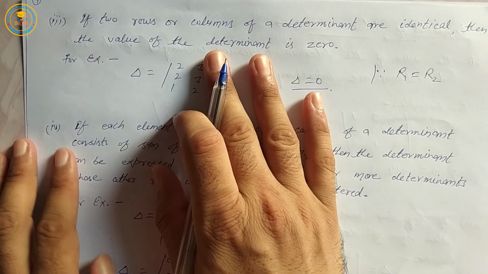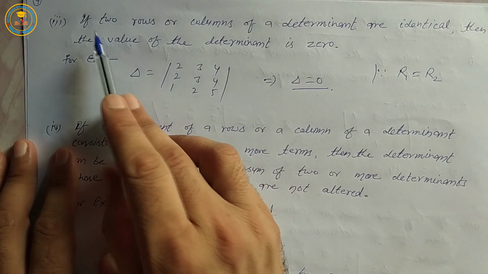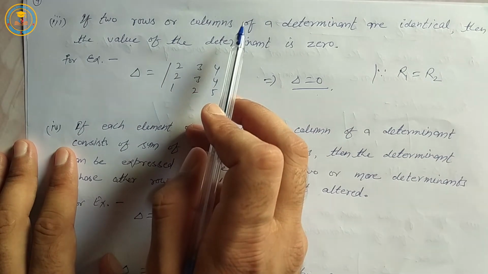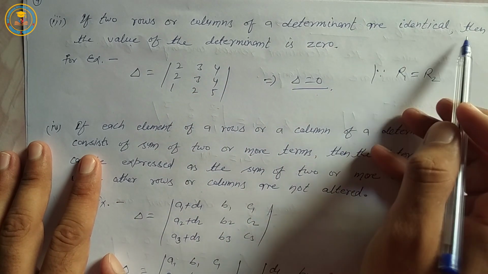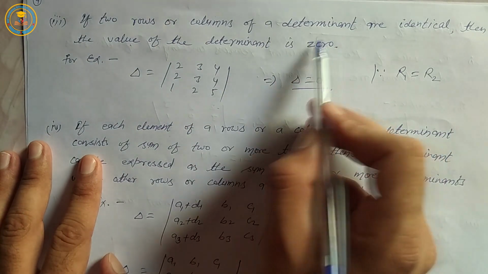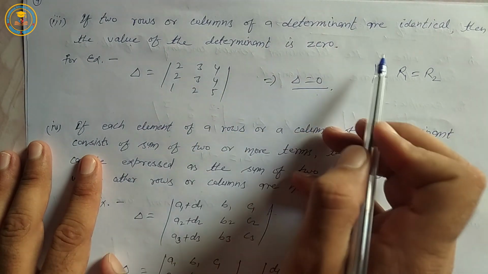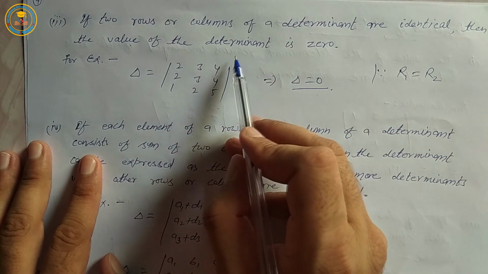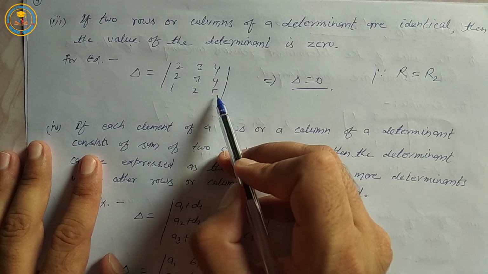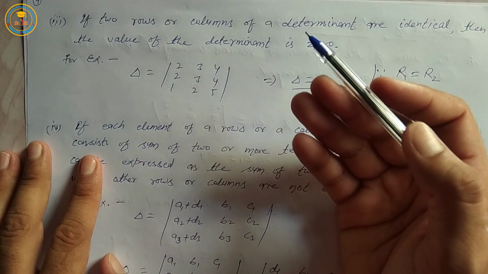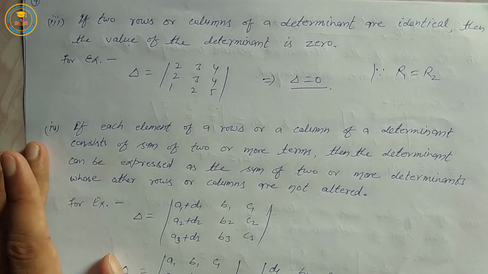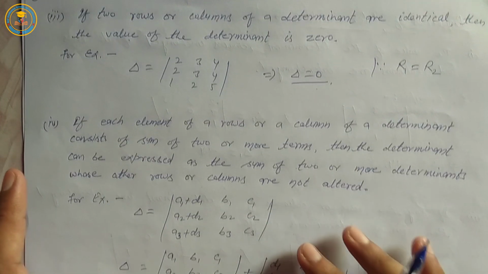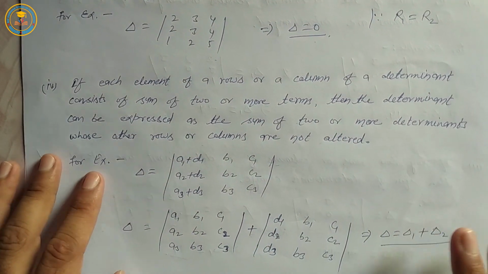Property third is true. It means if two rows or two columns of a determinant are identical, then the value of the determinant is 0. It means R1 equal to R2, C1 equal to C2, C2 equal to C3, R1 equal to R3, R2 equal to R3, any one. Okay, and del is equal to 0. Next, property fourth.